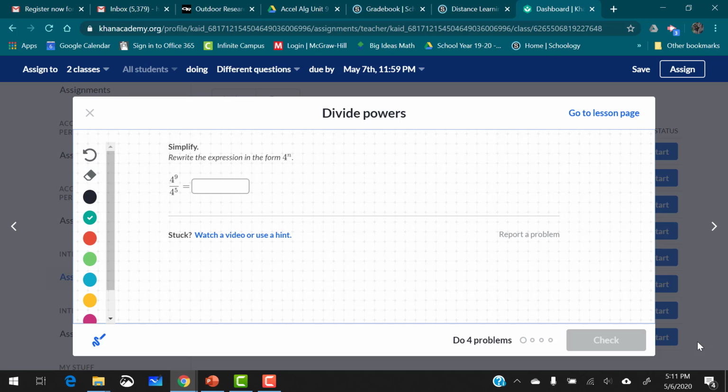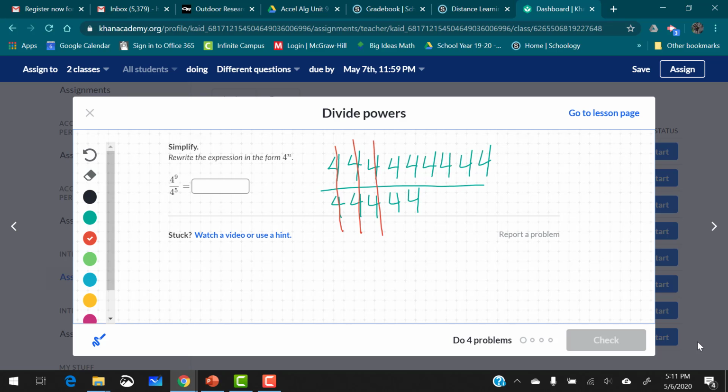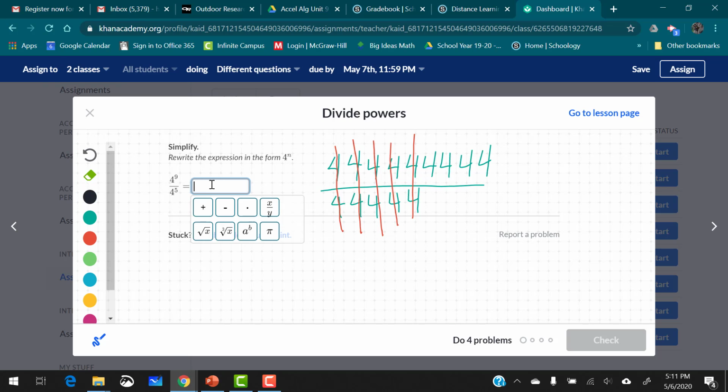So for these ones, 4 to the 9th over 4 to the 5th, I really want you to visualize 4 to the 9th. 4 to the 9th means 4 multiplied by itself 9 times, and 4 to the 5th means 4 multiplied by itself 5 times. Now 4 divided by 4 is 1, 4 divided by 4 is 1, and so on. So these 4s cancel out. And what am I left with? This is the same as 4 to the power of 4.